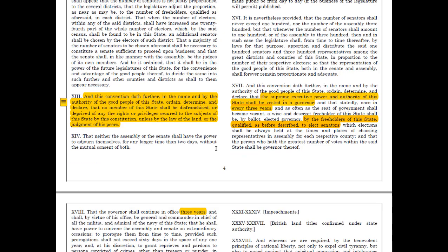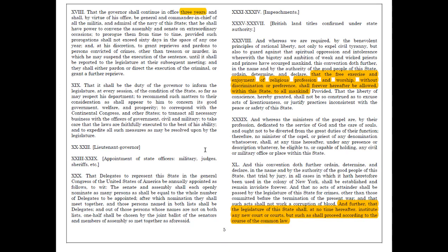And then we have to come all the way down to the very last of the articles included in this edited version, all the way down to Article 40, before we get any mention of courts. Article 40 reads, "And this convention doth further ordain, determine, and declare, in the name of the authority of the good people of the state, trial by jury shall be established and remain inviolate, that no acts of attainder shall be passed by the legislature, and further, that the legislature of the state shall at no time hereafter institute any new court or courts, but such as shall proceed according to the course of the common law."